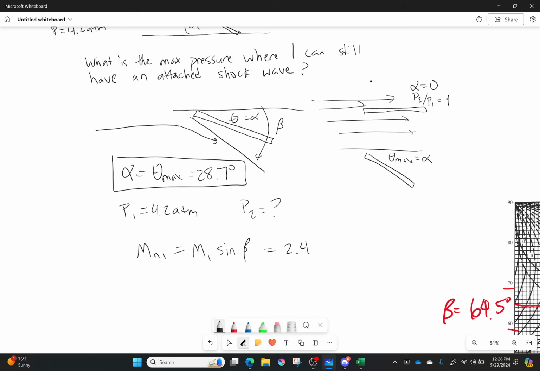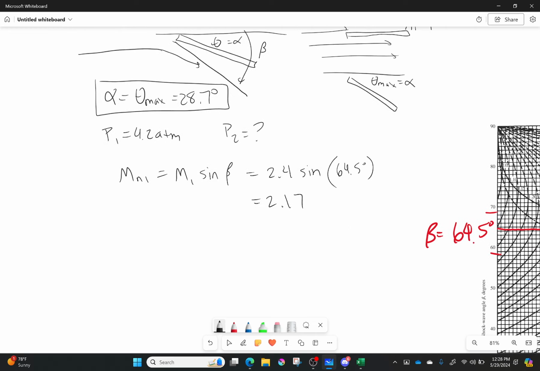That'll be 2.4 sine of my shock angle, which is 64.5 degrees. And that comes out to be a Mach number of 2.17. Okay, so that's not too terrible. And we can go to the appendices for Appendix B and start getting that value.